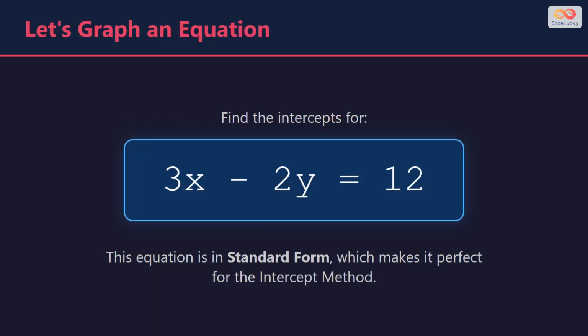Let's apply this to an example. Consider the equation 3x minus 2y equals 12. This equation is in standard form, where the x and y terms are on one side. This is the perfect scenario for using the intercept method.